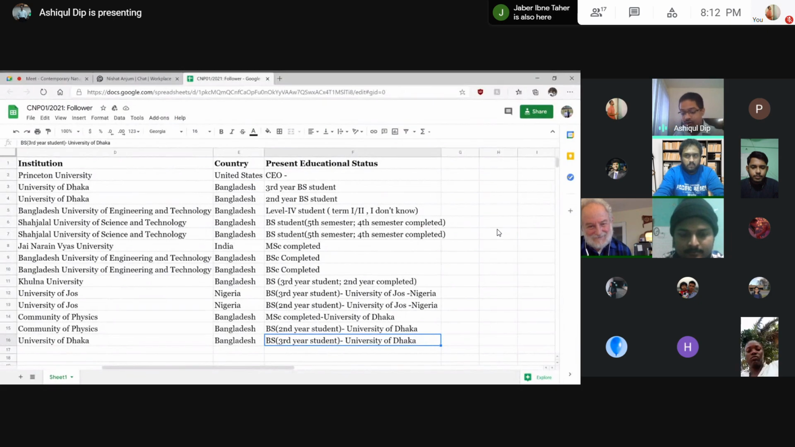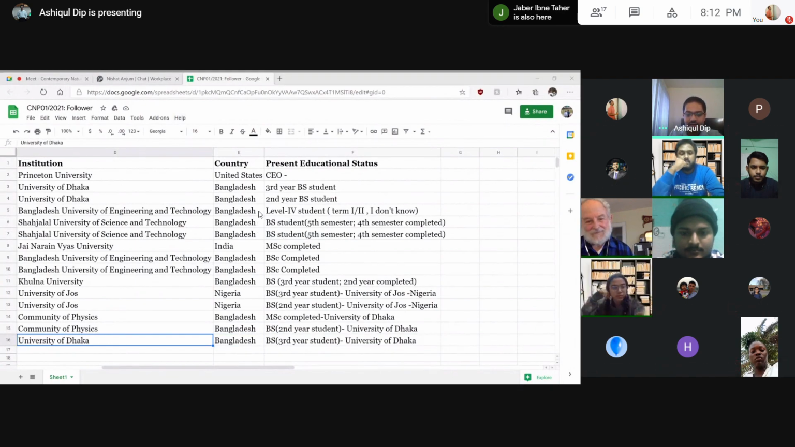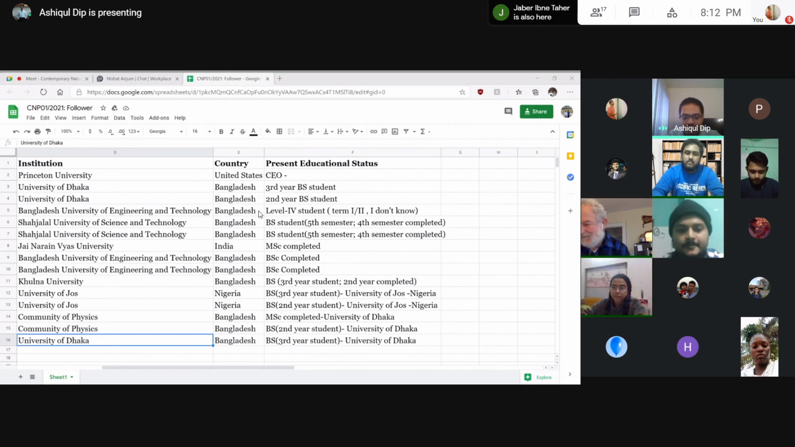He's a third year student at his institution. So these are the participants this year. Actually, we have a better pool than last time, because last time we had 8 students after the selection process, but now we have 15, so it's better, I think. Okay.